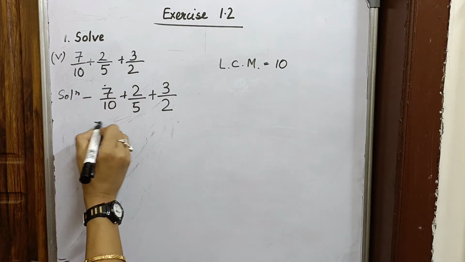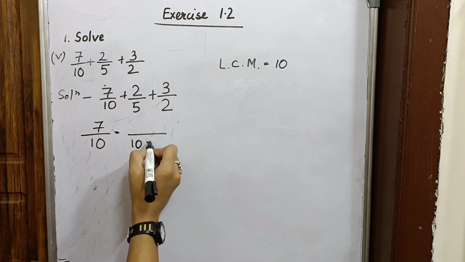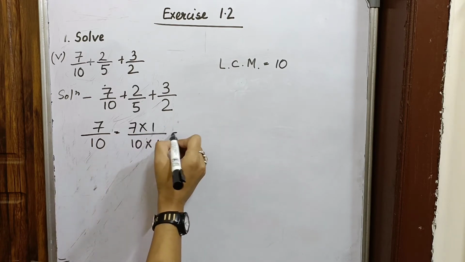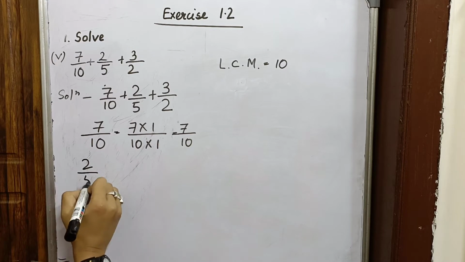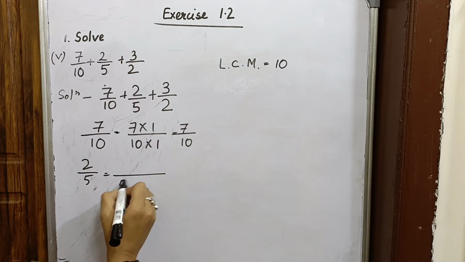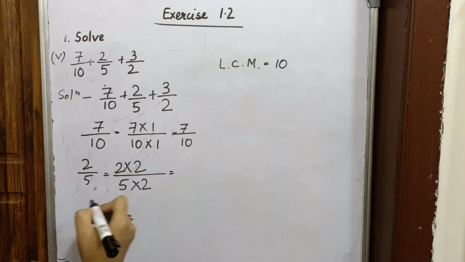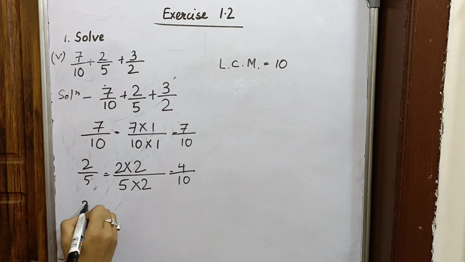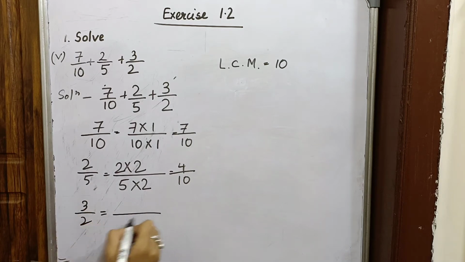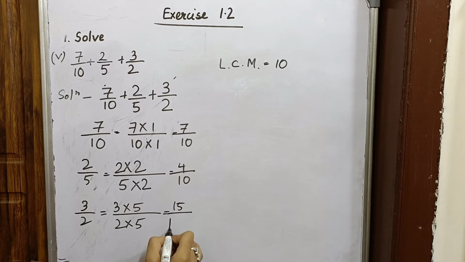Now we'll do this first: 7 by 10, 10 into 1 is 10, so 7 into 1 gives 7 by 10. Now 2 by 5: 5 into how much is 10? 5 twos are 10, so the numerator will also be multiplied by 2. 2 twos are 4, 5 twos are 10. Now 3 by 2: 2 into 5 is 10, so 3 into 5, 3 fives are 15, and 2 fives are 10.